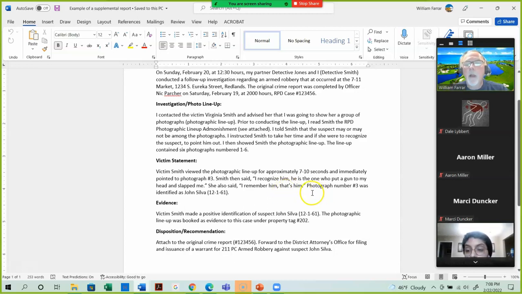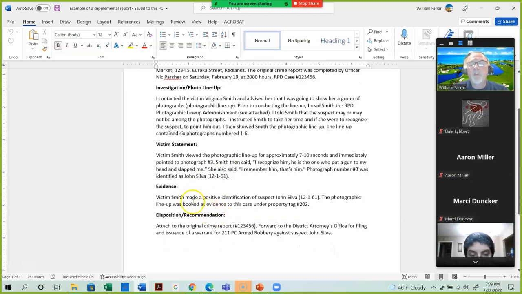And then I identify who photograph 3 was. I don't go into their previous history, etc. I just say photograph number 3 was identified as this person with that date of birth. And then as evidence, the victim made a positive ID on this person, and the photographic lineup is going to be booked as evidence under a property tag number. I just made one up, 202.